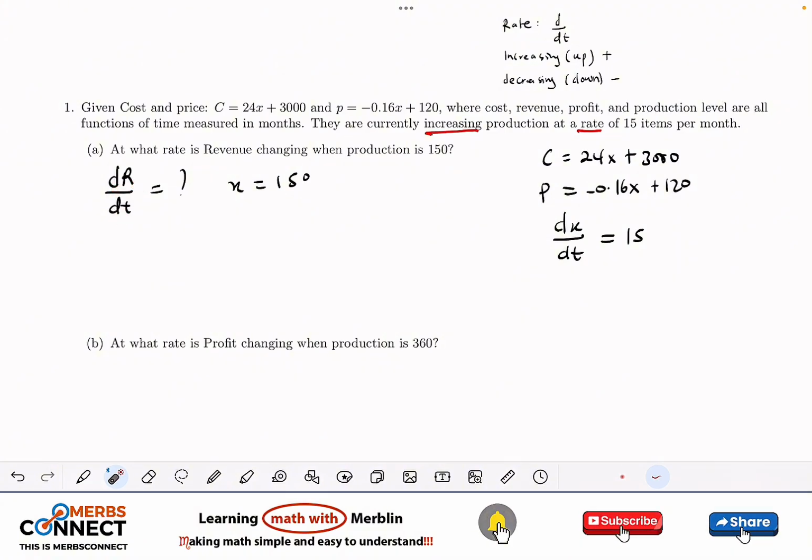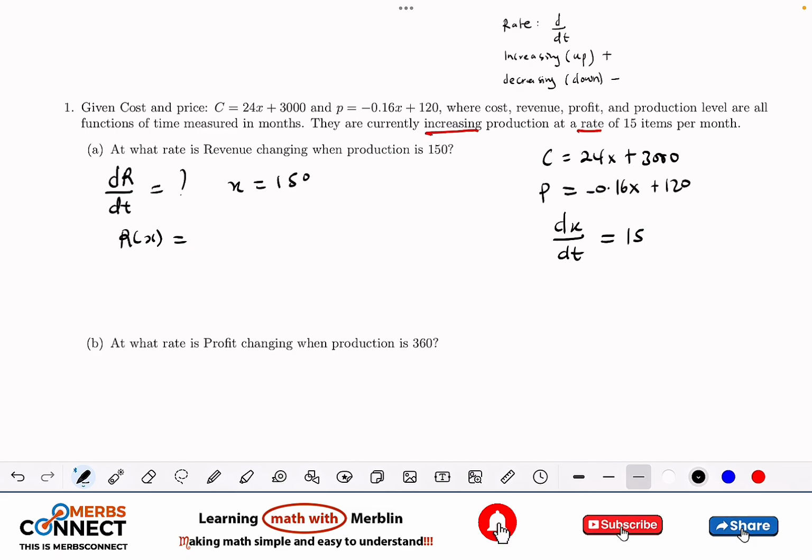So now what are we going to look for? We look for the revenue that they are talking about. For us to know something like dr over dt, we need to know the revenue function, because without the revenue function, we cannot find dr over dt. That's the next thing we need to go up to. So what is the revenue function? What's the formula for finding revenue?